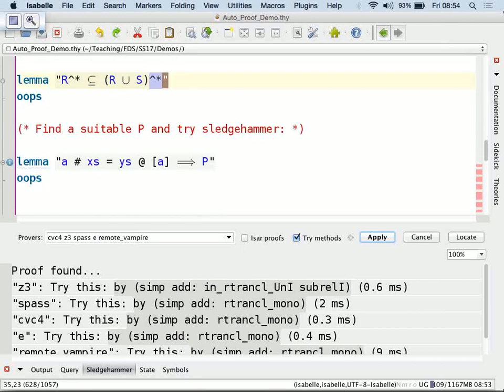Oops. In fact, why don't we try this one? First, you suggest some property P such that this implication is true, and then I will ask Sledgehammer to prove it. So this is an equality between lists, which tells you basically that you have on one side a list that starts with A, on the other side you have a list that ends in A, and what does that tell you? How are X's and Y's related?